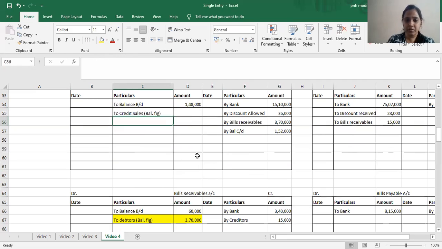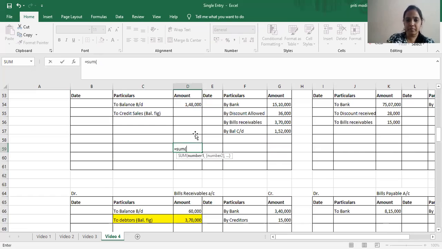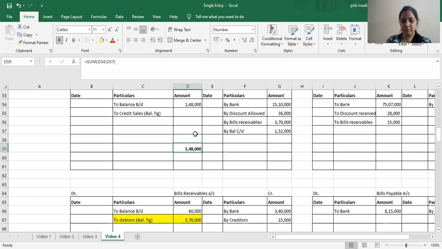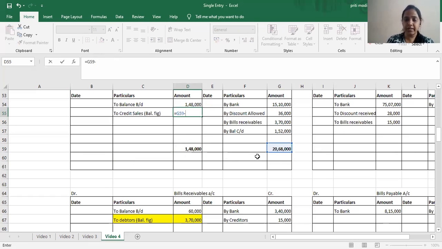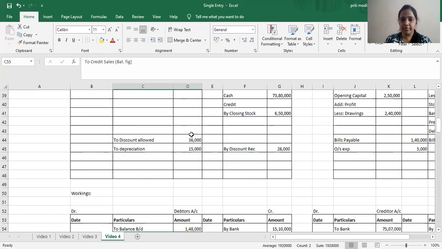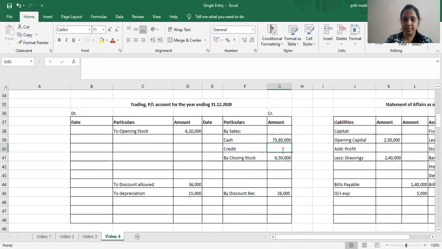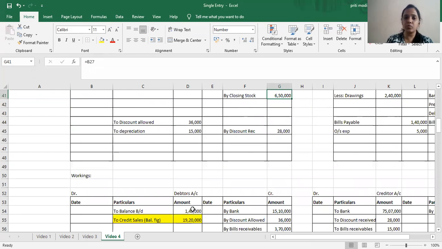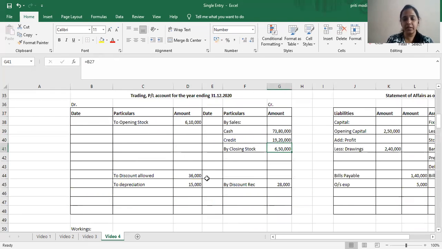Okay, so let's find out the balance of our credit sales. So the credit sale is coming to 19,20,000. 19,20,000. Now moving up, writing it over here, credit sales. Credit sales is over here 19,20,000. Correct? This is done.